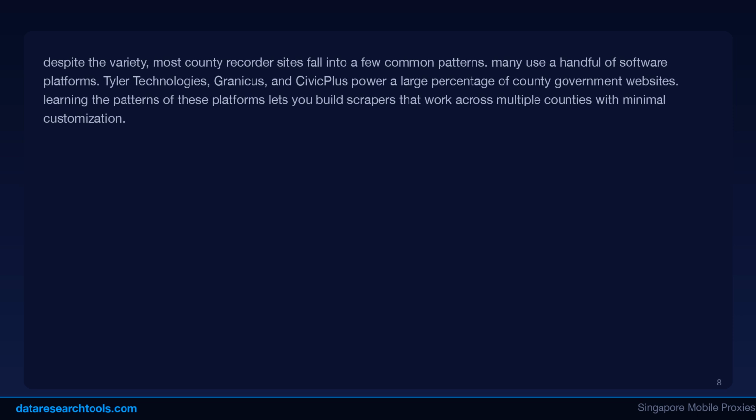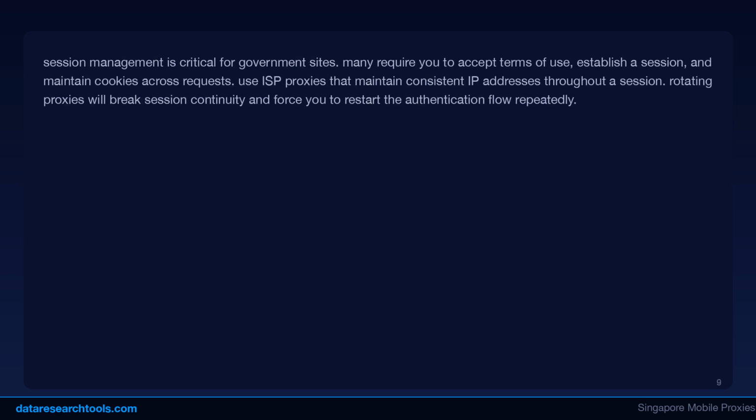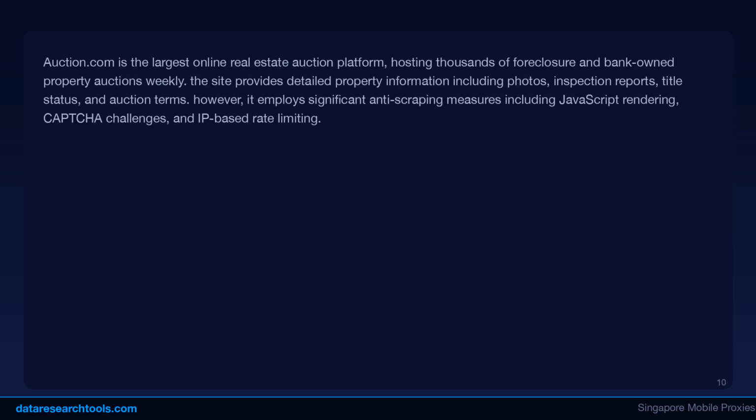Auction.com is the largest online real estate auction platform, hosting thousands of foreclosure and bank-owned property auctions weekly. The site provides detailed property information including photos, inspection reports, title status, and auction terms. However, it employs significant anti-scraping measures, including JavaScript rendering, CAPTCHA challenges, and IP-based rate limiting.